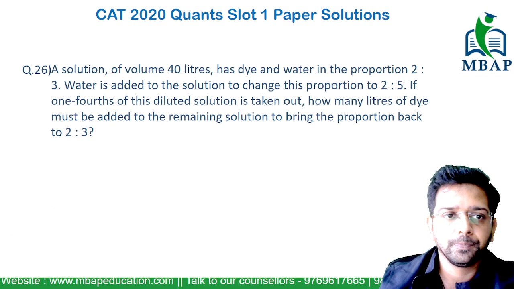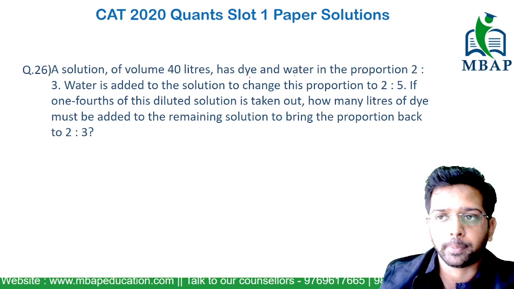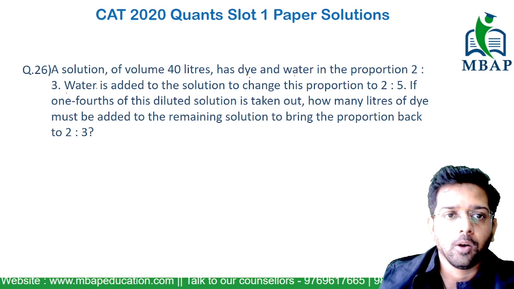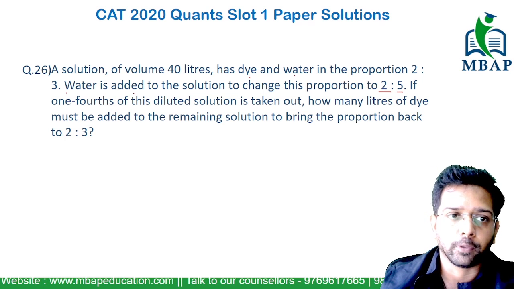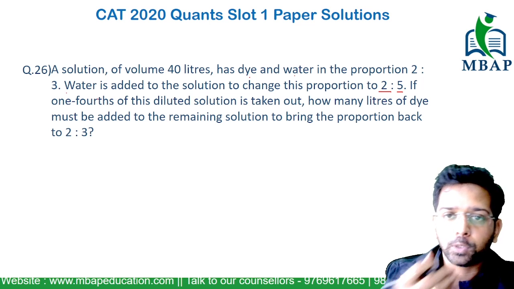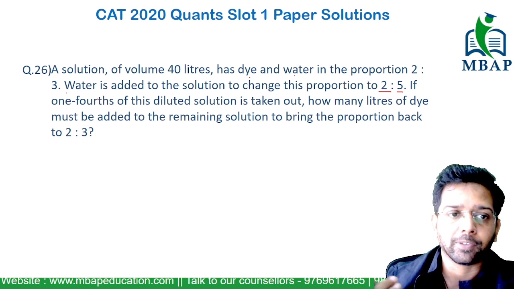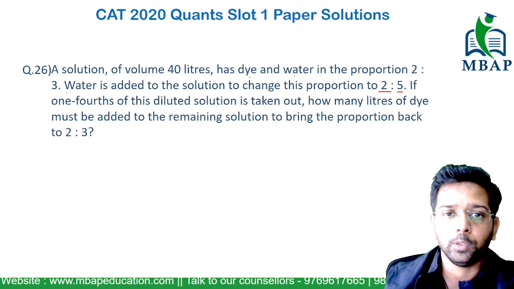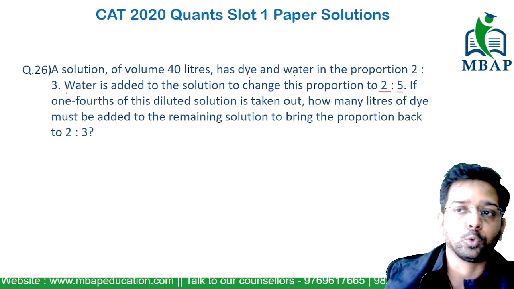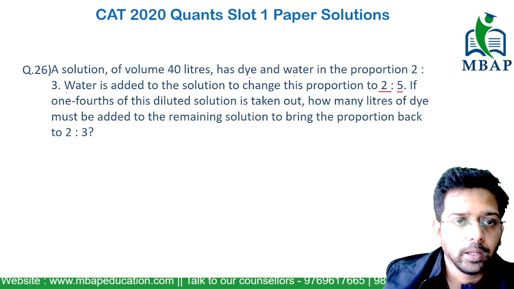Let's look at the next question. The question says a solution of 40 liters has dye and water in the proportion of 2:3. Water is added to the solution to change the proportion to 2:5. From 2:3, it is now becoming 2:5. 1/4 of the diluted solution is being taken out. And now in this diluted solution, how many liters of dye must be added to make sure that the proportion goes back to 2:3? Good question, and very easy rather.